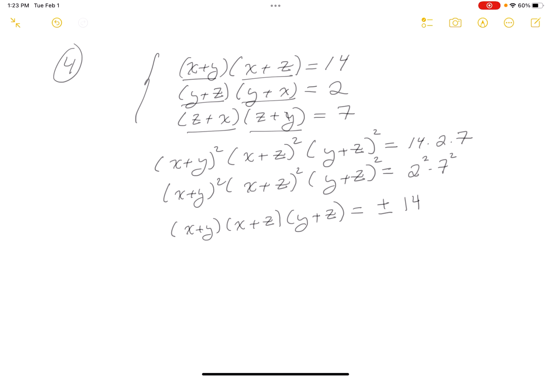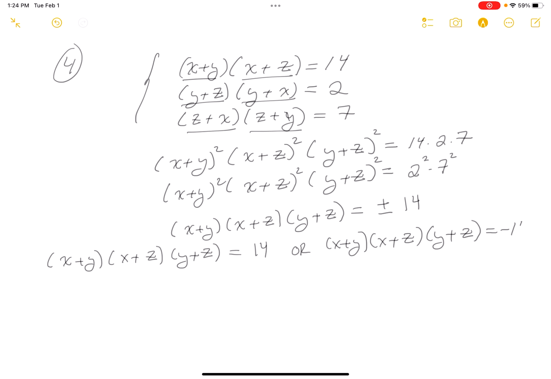All right? And again, this may be of no assistance whatsoever to me, but at least I got something down. All right? And then what I'm going to do, I'm going to do something. Oh, it looks like the substitution again, just like we did before. All right? But I really have 2 different problems to figure out over here. So it's (x plus y)(x plus z)(y plus z) equals 14. And the other one is going to be (x plus y)(x plus z)(y plus z) equals minus 14.